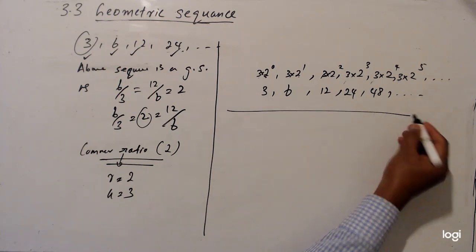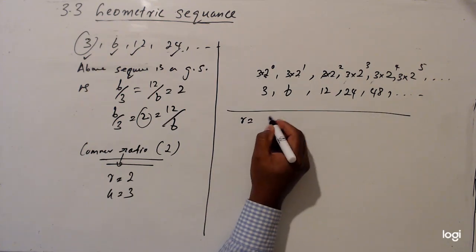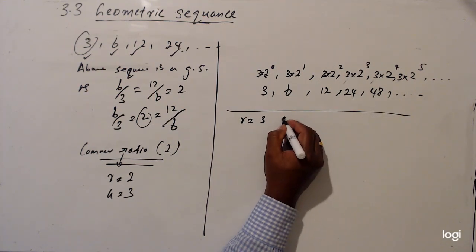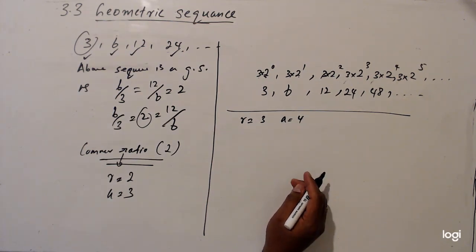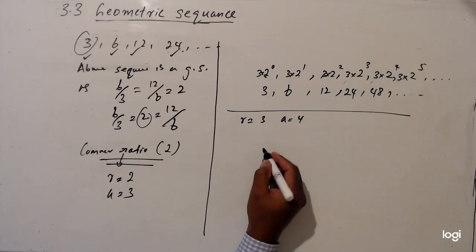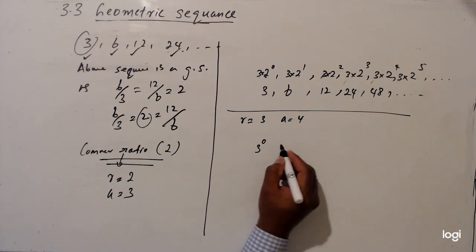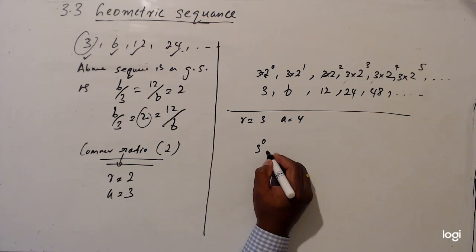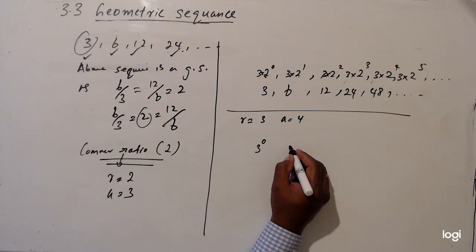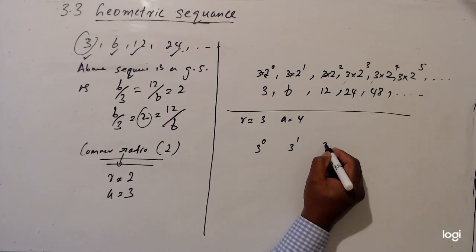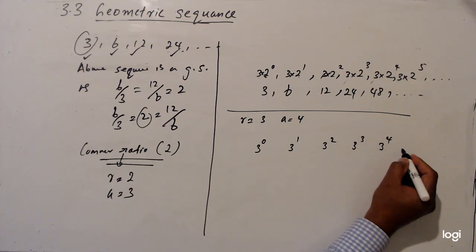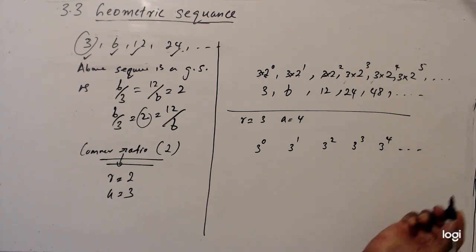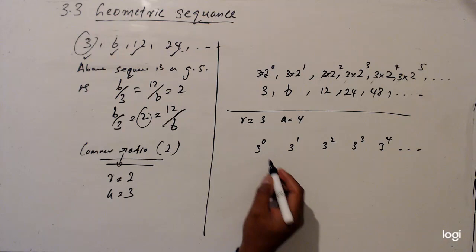Another example. The common ratio is 3 and the starting value is 4. So how do we write the sequence? So this is the ratio: 3 to the power 0, 3 to the power 1, 3 to the power 2, 3 to the power 3, 3 to the power 4. Likewise.